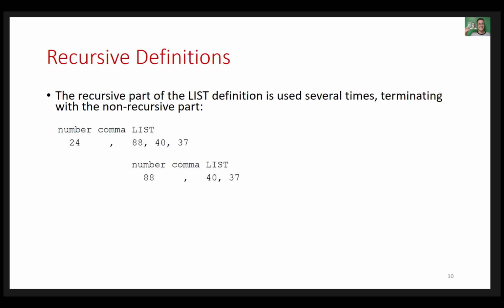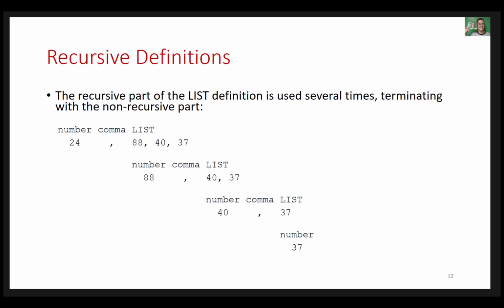So I'm going to continue. A list is 40, comma, list, right? And finally, the last definition will be 37, and I don't have any new lists. So I don't have to go again and define the list. I'm having a condition which is terminating, right?